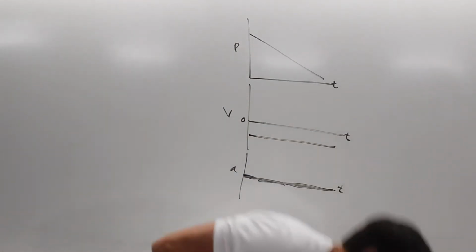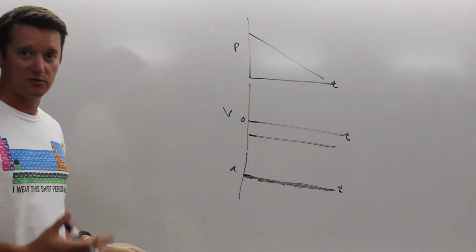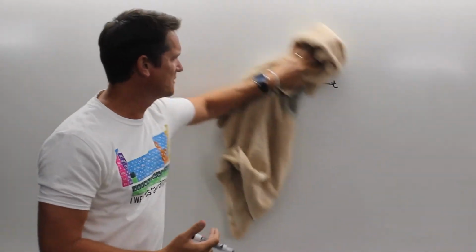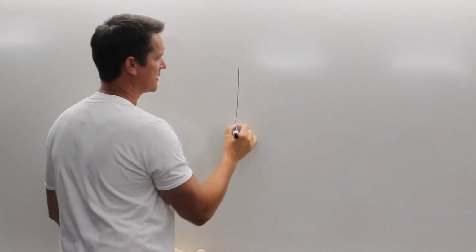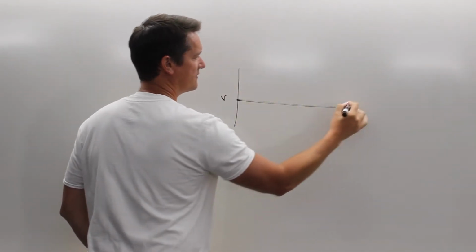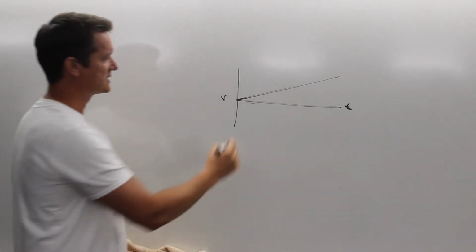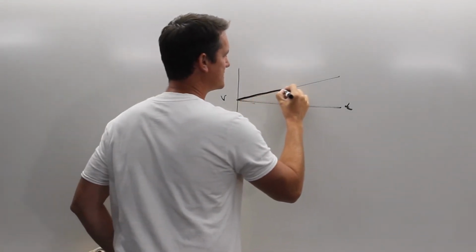Well, what happens if we are actually accelerating? What happens if our velocity is changing? Well, we got some weird things going on then. Let's start with our velocity versus time graph. Velocity versus time, let's take a look at something that looks like that. So if this is velocity versus time, this thing is accelerating.